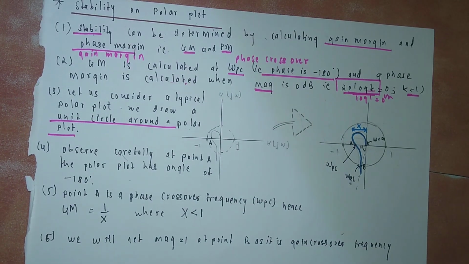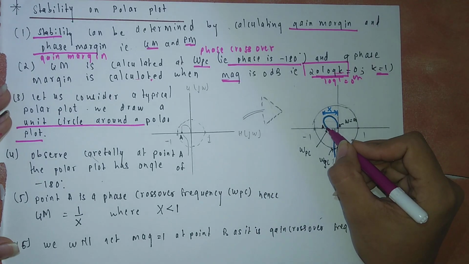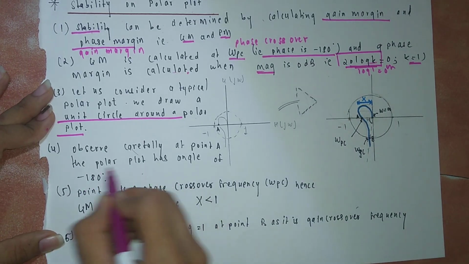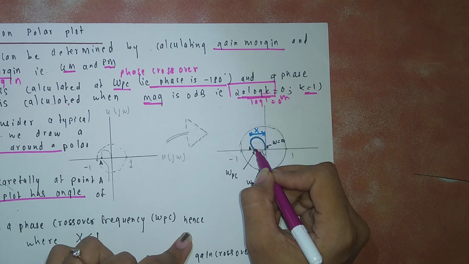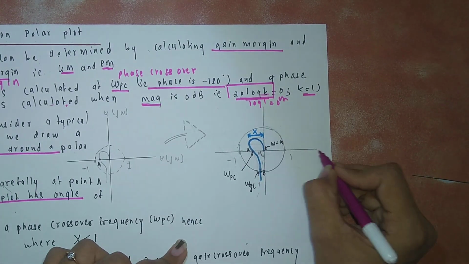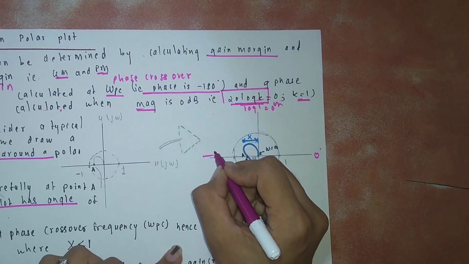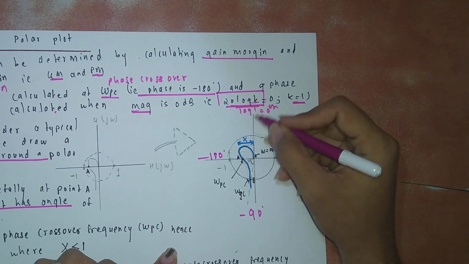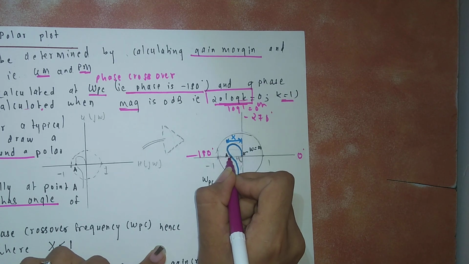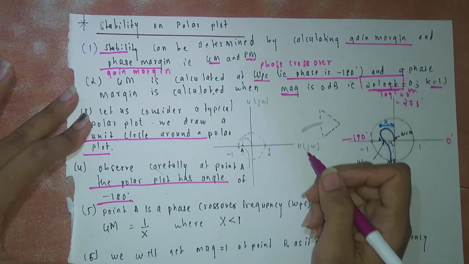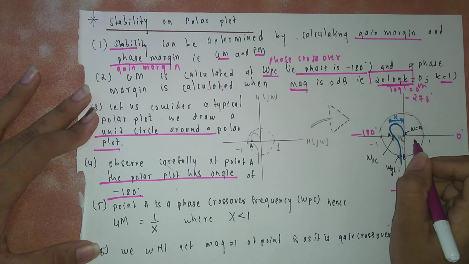Fine. Now what they are telling is, observe carefully at point A. Okay, they are considering this as point A. The polar plot has angle minus 180 degree. You agree, right? At point A, the angle is minus 180 degree. Why? Because you know that, here it is 0 degree. At this line, it is minus 90 degree. At this line, it is minus 180 degree, right? And at this line, it is minus 270 degree. We all know that, right? So at point A, what is the angle for this point? Minus 180 degree. Definitely, you know this if you have watched the previous video, and if you have not watched, this is very obvious. Okay, there is no doubt in it.